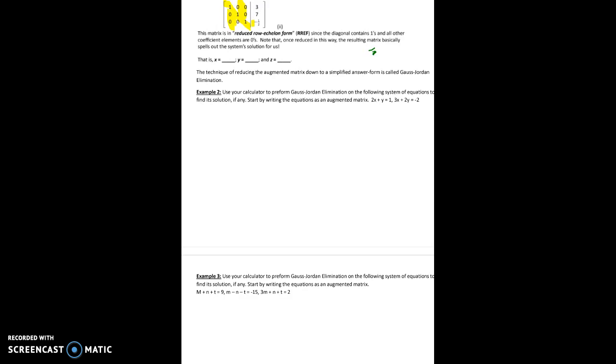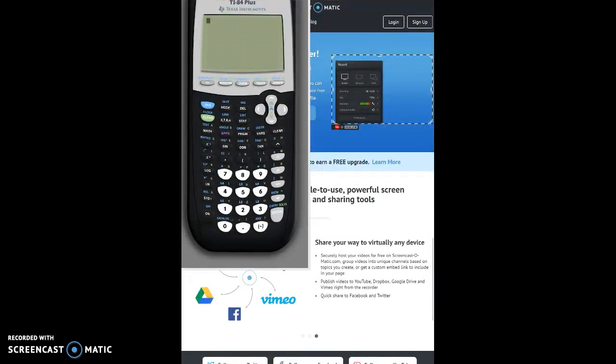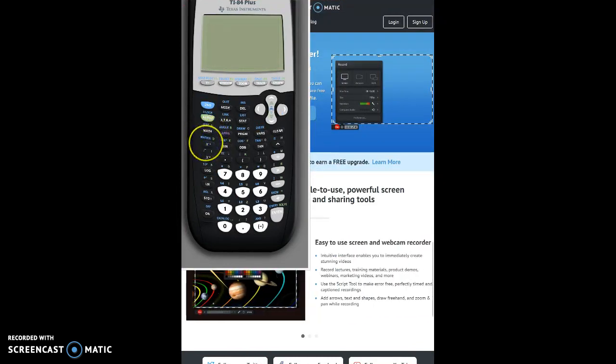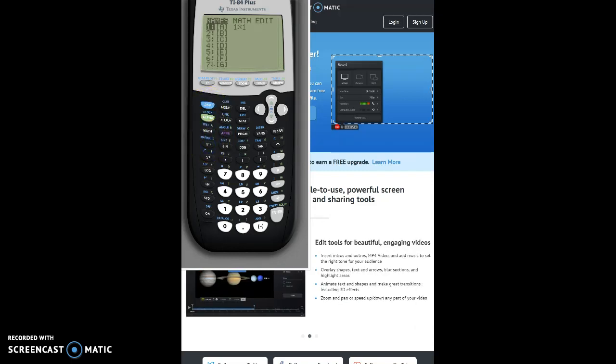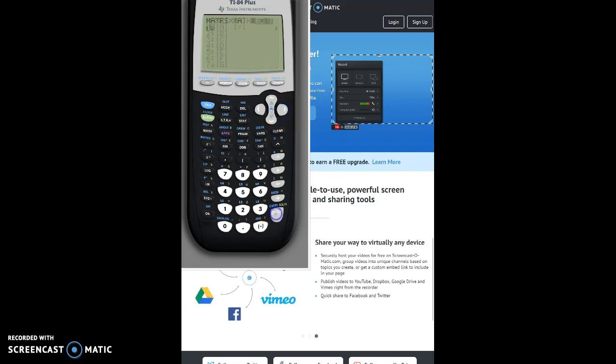So we hit second x inverse, and that's where the matrix button is. So let me show you where that is. So right here I have my calculator, and the matrix button is right here. Okay? So if we want to get to the matrices, we have to hit second x inverse. Then we're going to go over to edit, and it doesn't matter which one you choose. I'm just going to choose matrix A.